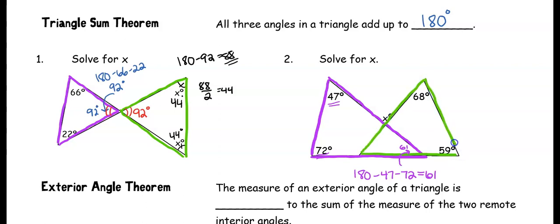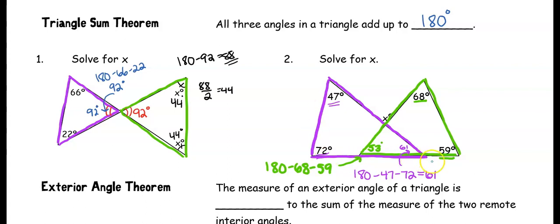So this triangle, we have 68 and 59. To find this missing angle, we do the same thing. We do 180 minus 68 minus 59, to find that this missing angle here is going to be 53. So again, we're still just using that Triangle Sum Theorem, that all three angles in a triangle have to add up to 180. We're getting closer.